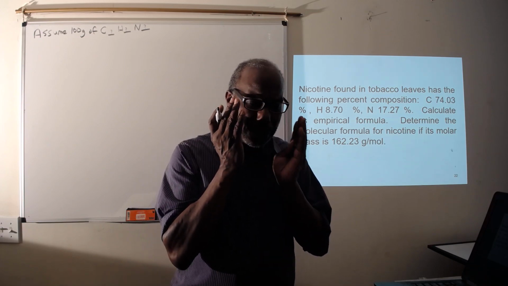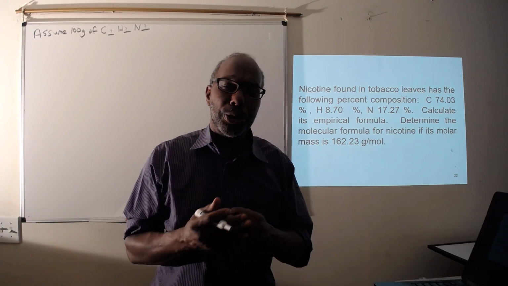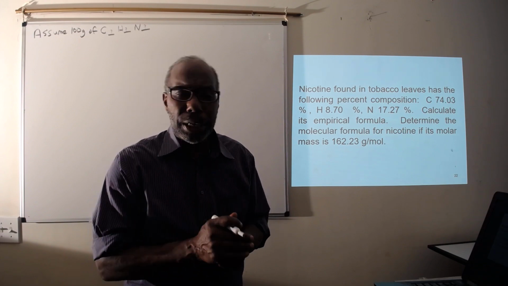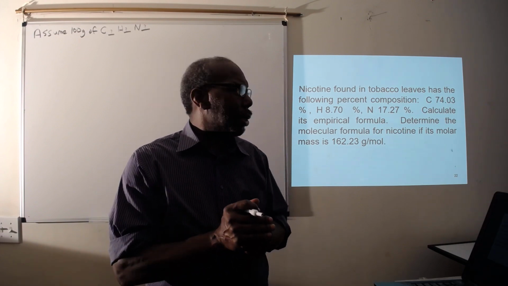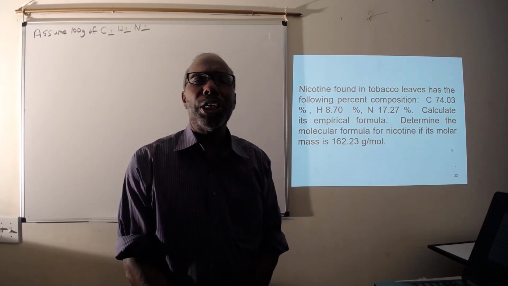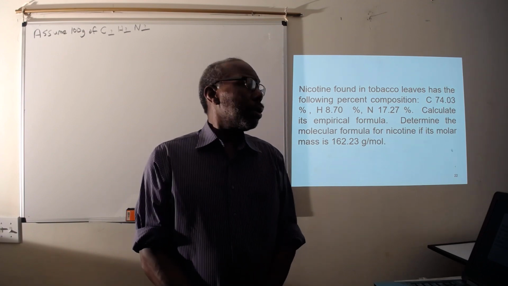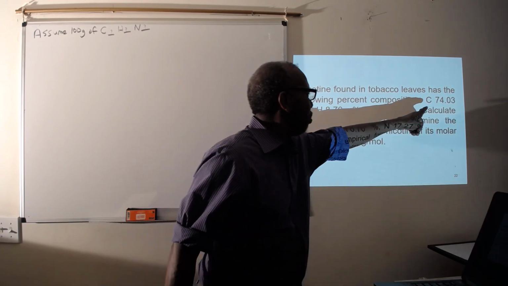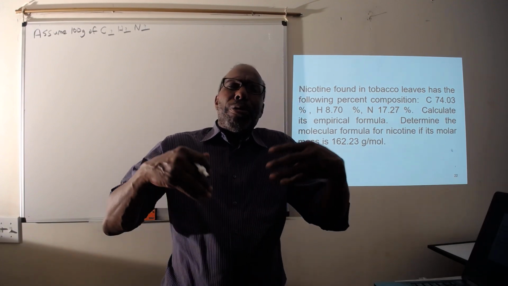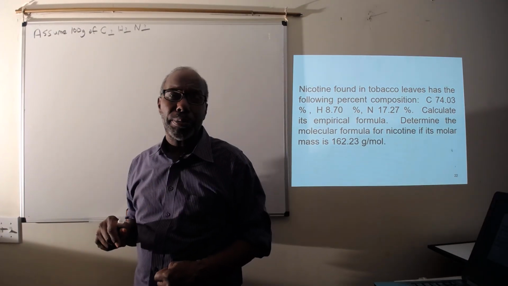So here's probably the easiest way to work this problem. There are other ways to work it, and I've seen other ways to do empirical formulas, but since each element is given in percentages by mass, usually in grams, and these numbers add up to 100%, let's assume 100 grams of the material. That's why we assume 100 grams of material.